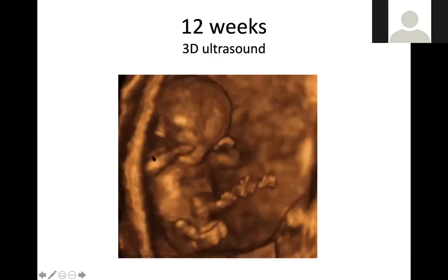All right, let's talk about 12 weeks. This is a 3D ultrasound. The reason they do 3D ultrasounds is to check for a lot of the external surface anatomy of the fetus. Here you can see the umbilical cord, which is really cool, the arms, the enlarged head, and the distinct upper and lower limbs, so like the arms and the legs.